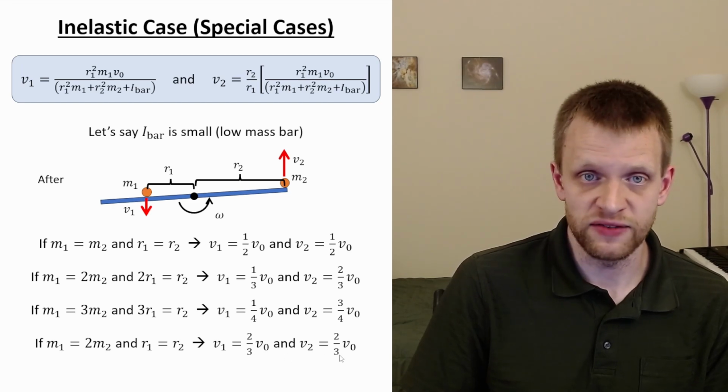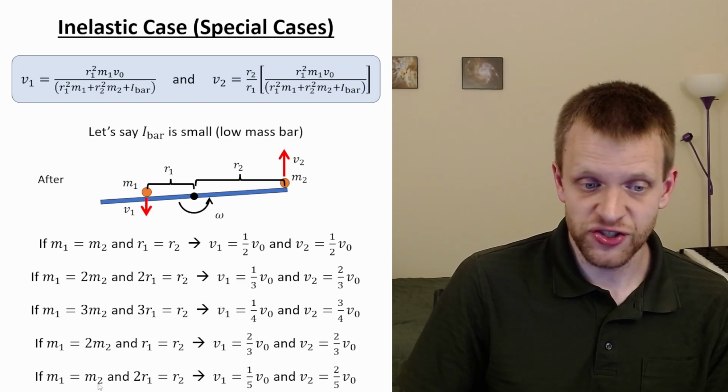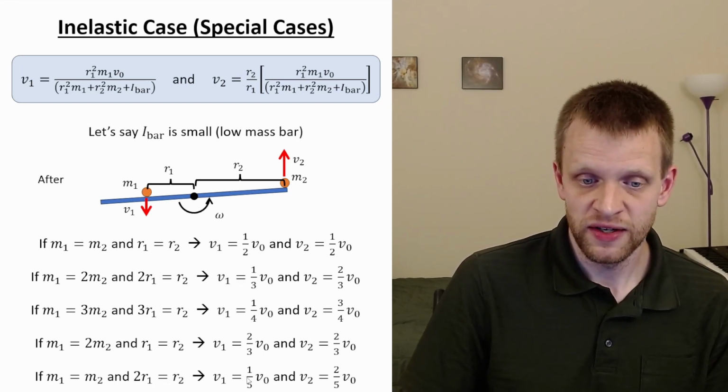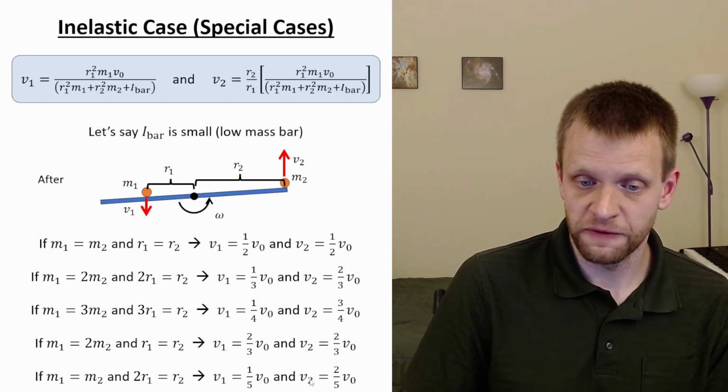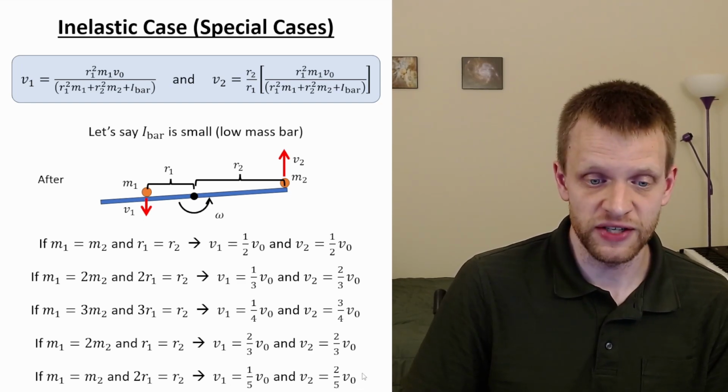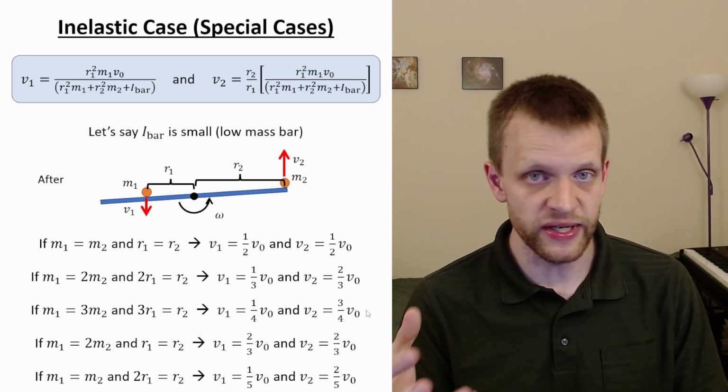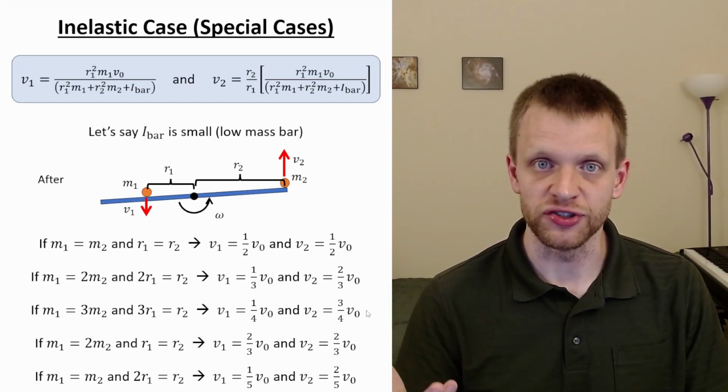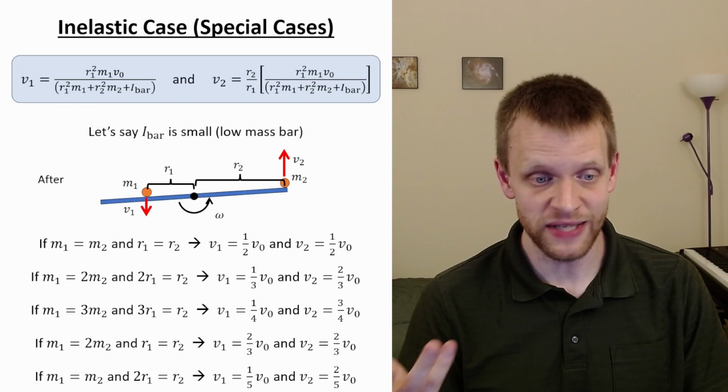They should both be moving at 2/3 the initial velocity. If the masses are the same, but object 2 is at twice the distance, we should get 1/5 and 2/5 of the initial velocities for objects 1 and 2 respectively. We can again make specific predictions, and these are more cases that we're going to be testing.